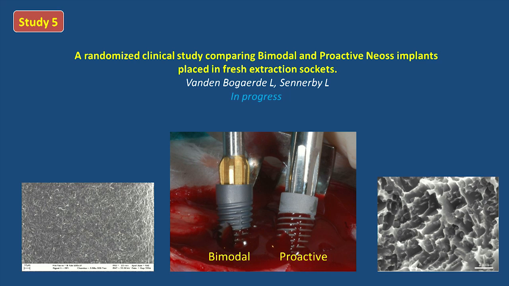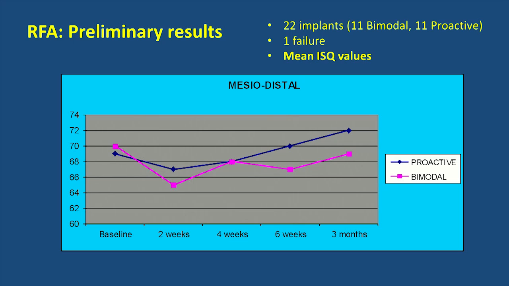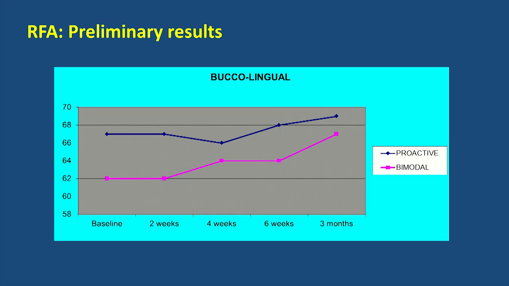The first one is a comparative study between two implant surfaces. One, Proactive, is a rough surface compared to the other one, with two extraction sites and two implants in place, bone graft, immediate placement of the restoration, temporary restoration. And this preliminary result showed that with the Proactive, we have probably less drop in stability compared to Bimodal, and in the buccolingual direction a higher value with Proactive than Bimodal.